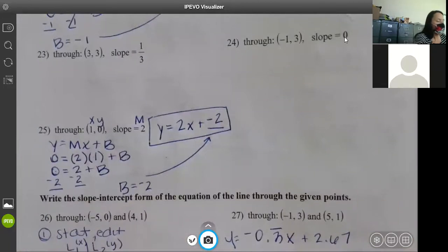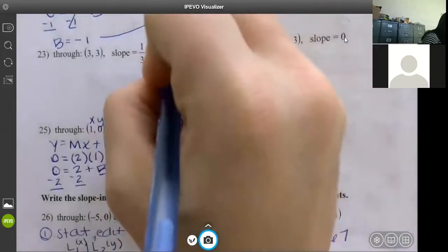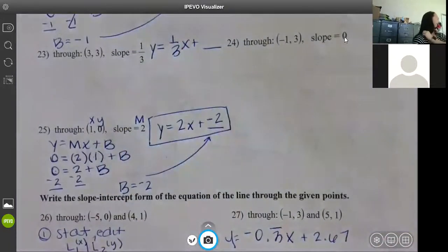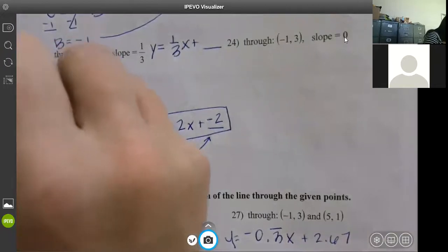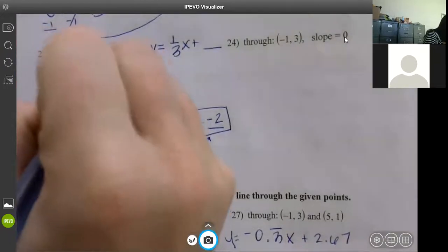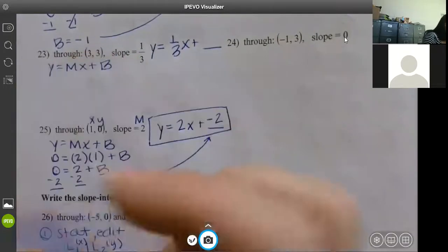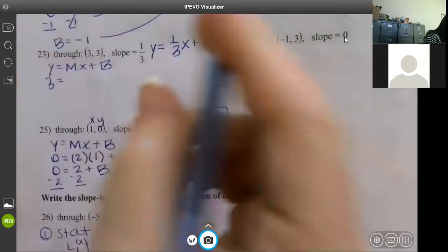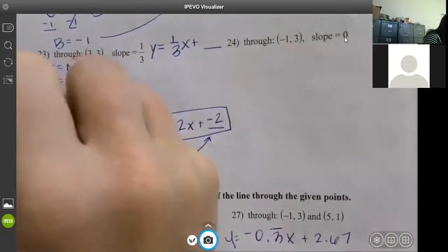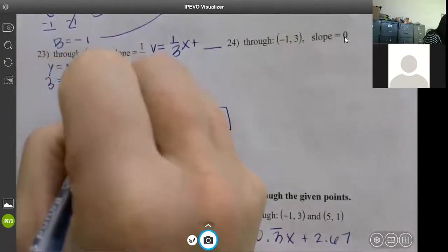All right. How will I start number 23? Y equals, what's your slope? 1/3 x. And then I don't know what the last number is going to be. That's what I've got to find. How do I find it? I plug in for y equals mx plus b. What's your y coordinate? What's your m or your slope? What's your x coordinate? And then plus b.